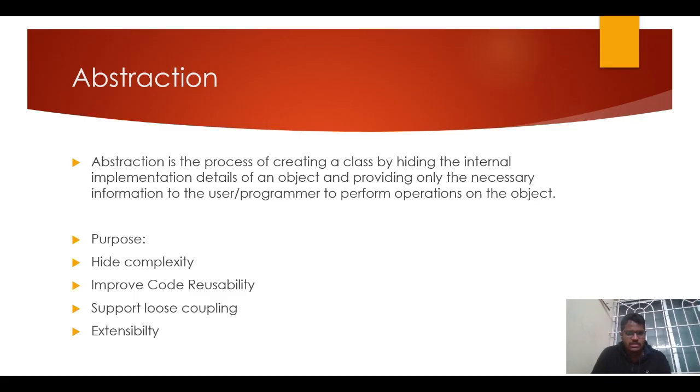Here object means some real world entity like your mobile phone, your laptop, a car, one real world entity. It can be you also. So basically here you will create one class by hiding the internal implementation details of an object. Whatever the internal implementation is there, we will hide that implementation, and we will provide only the necessary information to the user or programmer.